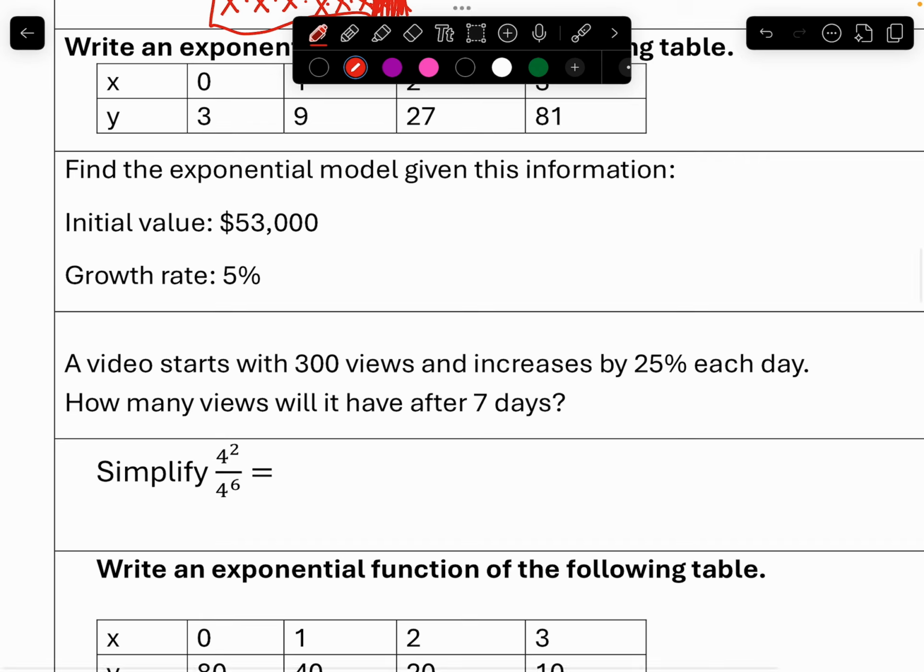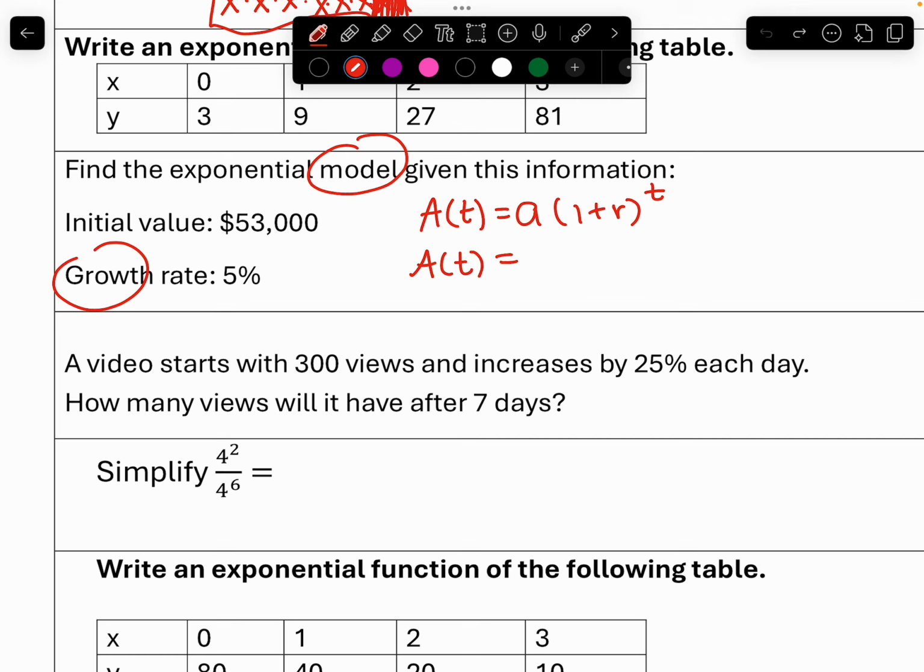For this problem right here, find the exponential model given this information. So we're using the model again. This is gonna be A of t. It says growth, so instead of minus, we're gonna add. We don't have a t, so we're gonna keep t as it is. The initial value is 53,000. 1 plus, now 5% is going to be 0.05, divided by 100. It is not 0.5. 0.5 is 50%. Power of t. Make sure you simplify.